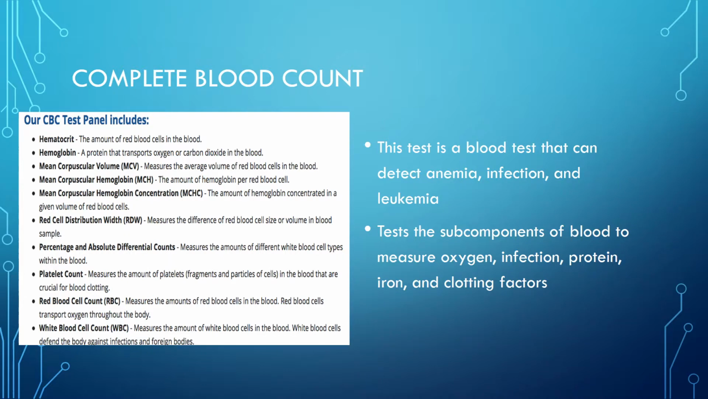The next test a doctor might order is a complete blood count or CBC test. This test is a blood test that can detect anemia, infection in the body, and/or leukemia, which is cancer of the blood. This test measures the subcomponents of blood to measure their oxygen, presence of infection, protein and iron levels, as well as the blood's clotting factors.